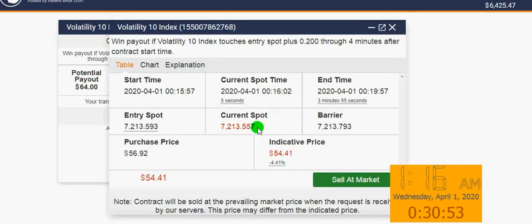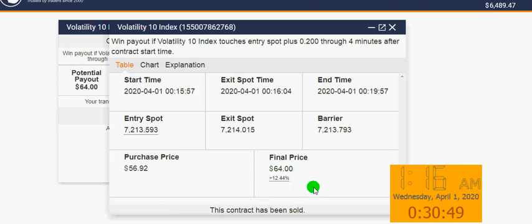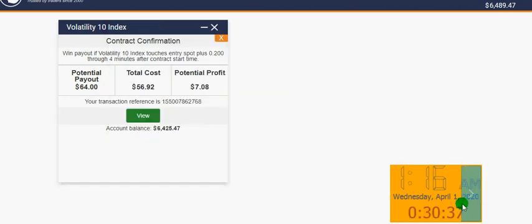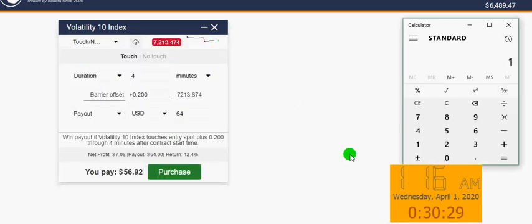Okay, so this is the current spot. This is our barrier offset 213.7. As you can see, we already won that trade. Our exit spot was even 214. It was even higher than the barrier offset we set. So in a few seconds we made 7 bucks. So let's close and wait again. Once the seconds change to 0 again, we'll click on purchase. So we're going for the second trade.